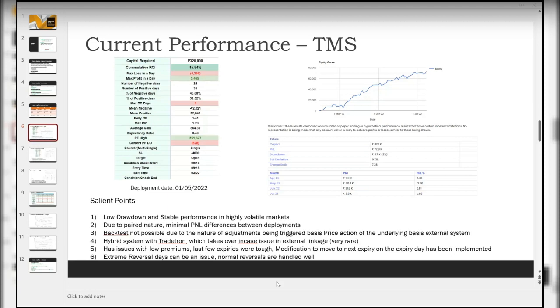As a strategy, it has an issue with extreme reversal days. Normal reversal days, it can handle well. So what we call extreme is, let's say, Bank Nifty moves 700 points in one direction and then moves another 700 points in the other direction. That's something which it will not be able to take care of. But 200, 300 point move in either direction, it will be able to take care of. So that's for TMS.